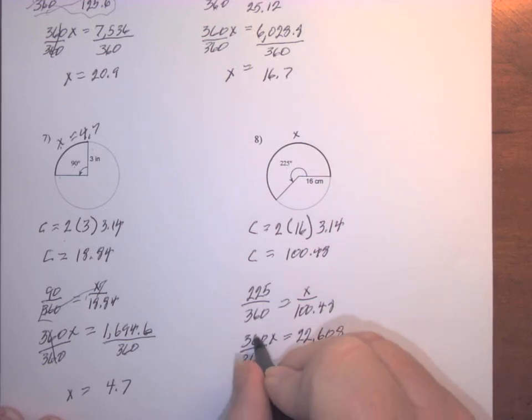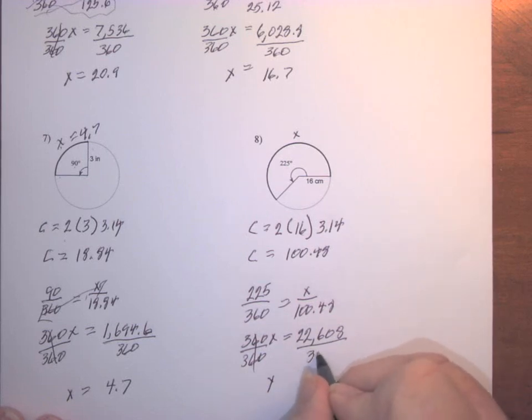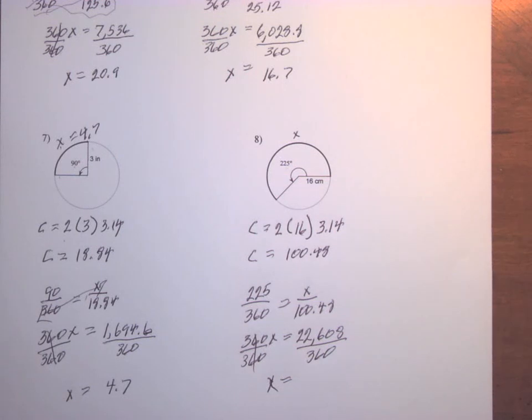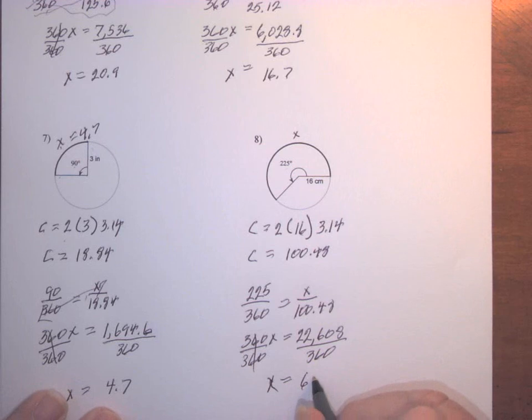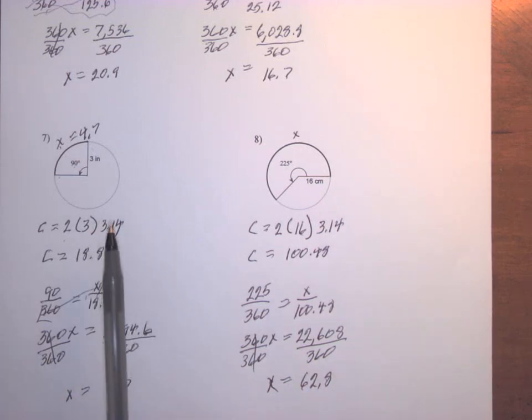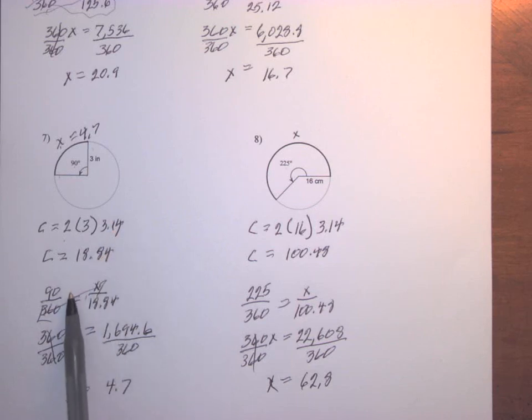We end up with an x here because those go away. Divide by 360 here, and we end up with x is equal to, let's see, 22,608 divided by 360. X is equal to 62.8. Okay? As you can see, every one of these is the same. We start by calculating the circumference, then we set up a ratio, or actually a proportion, and do our cross multiplication, and we get down to the answer.